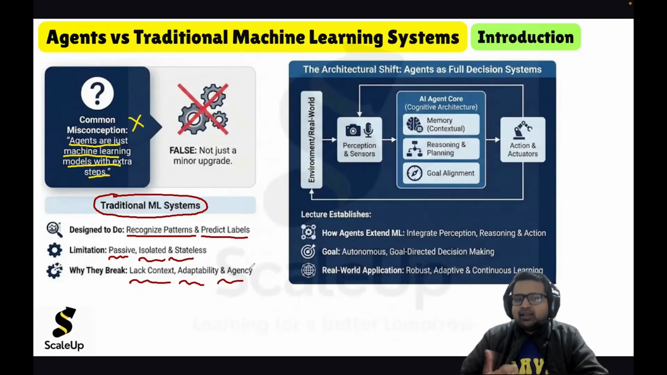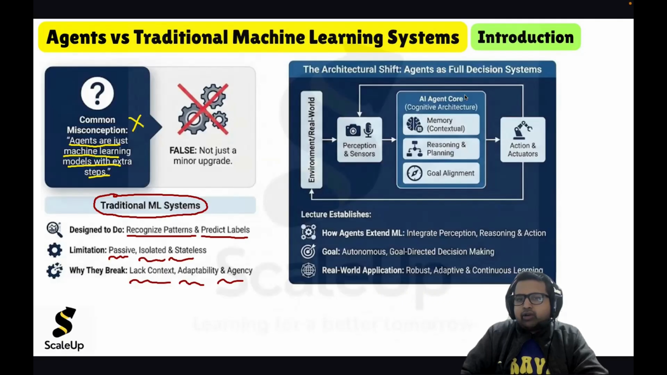Interestingly, AI agents are very different from traditional machine learning systems, and that is what this lecture is about. The crux of this lecture is to discuss how AI agents are different from traditional machine learning systems and how they are very much more powerful. So now you are getting an overview of what traditional ML systems are and how AI agents are very much different from them.